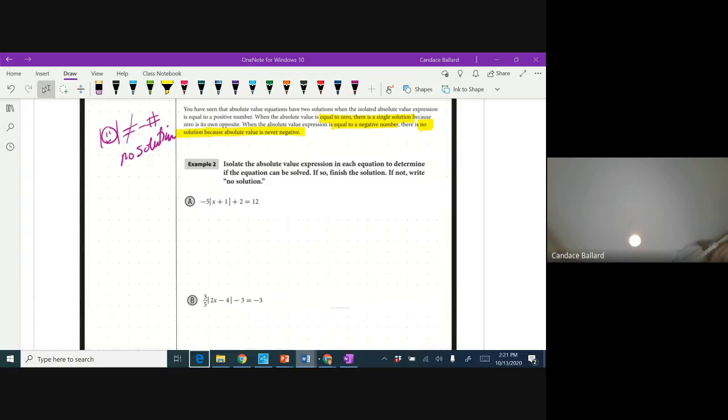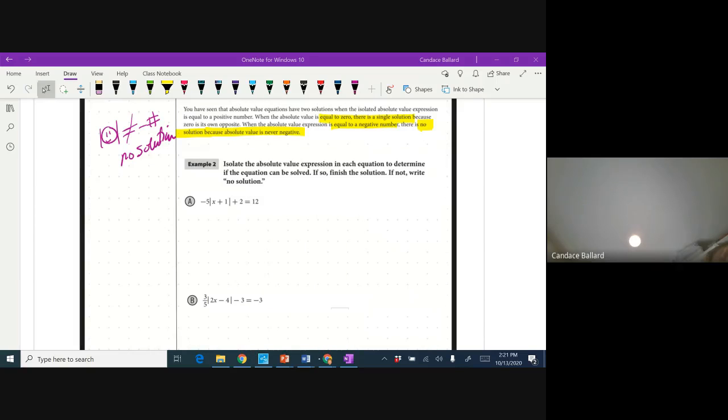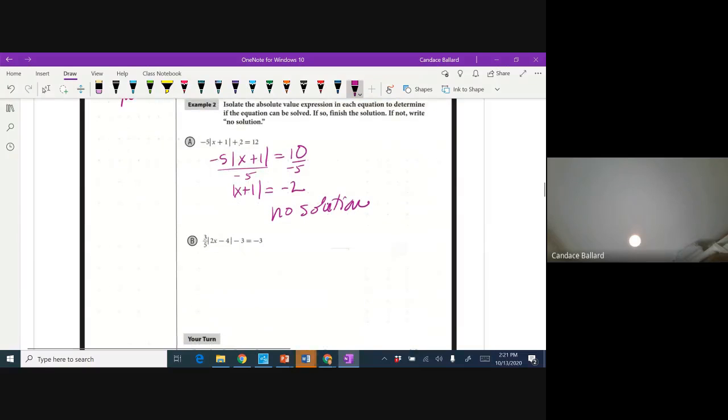So I am going to start by isolating my absolute value. Okay, sorry. So I'm going to subtract the 2. So 12 minus 2 is 10. Then I'm going to divide by negative 5. So absolute value of x plus 1 equals negative 2. All right. I'm absolute value, I'm equal to a negative. So that means I have no solution. All right, let's look at the next one.